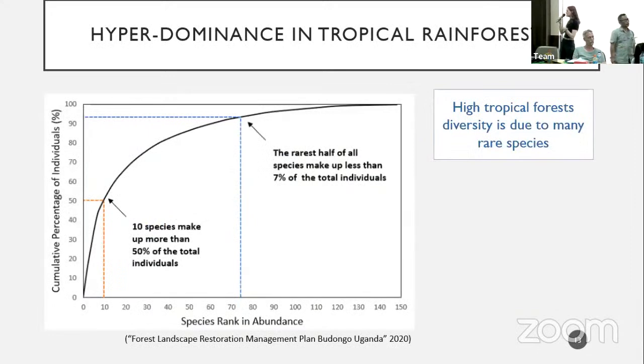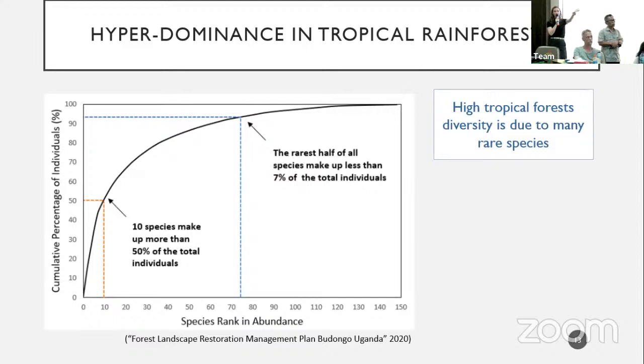Okay, so species hyperdominance is a phenomenon that we see in a lot of tropical rainforests. And this is the effect that we see that high tropical forest species diversity is largely due to the large number of very rare species. We can see this in a graph, which I have here, when we graph the species rank in abundance, so most abundant to the left, and then we plot that against the cumulative percentage of individuals, which is how many individuals are from that particular species.